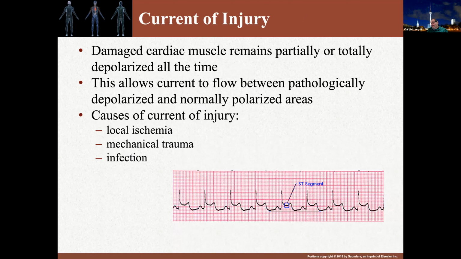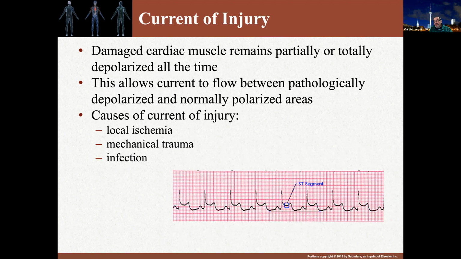One thing that shows up occasionally is when the myocardium is damaged, you may have an area of the heart which is totally depolarized all the time, or at least partially depolarized all the time. And what this allows for then is for the current to flow from these pathologically depolarized areas to your normal polarized areas.